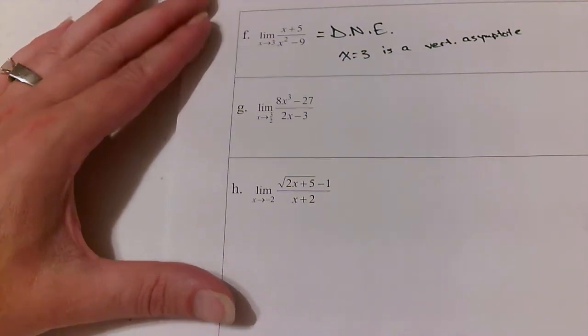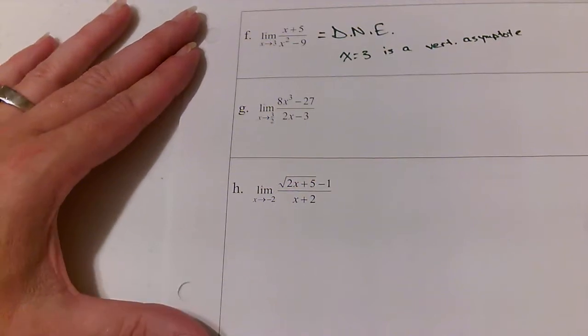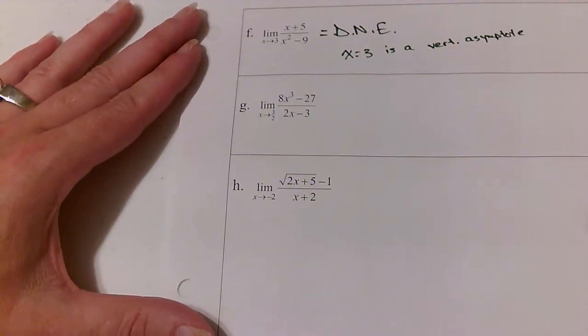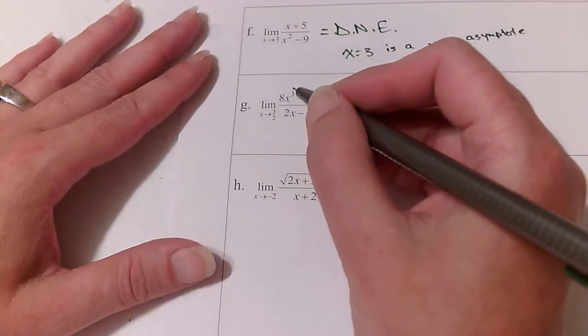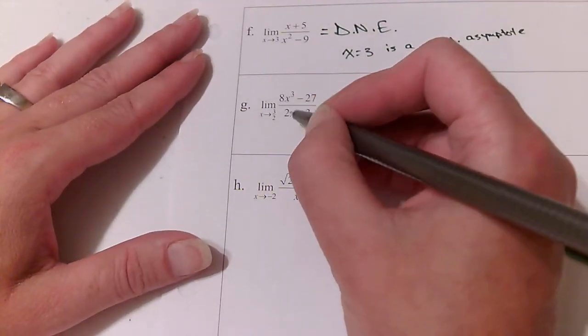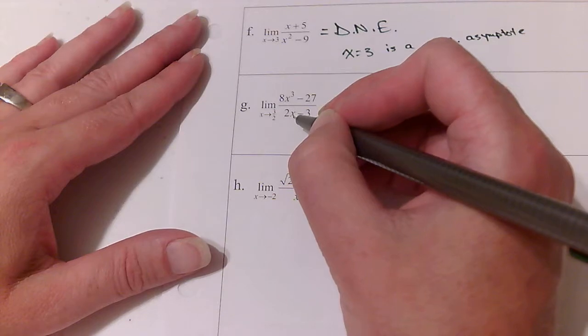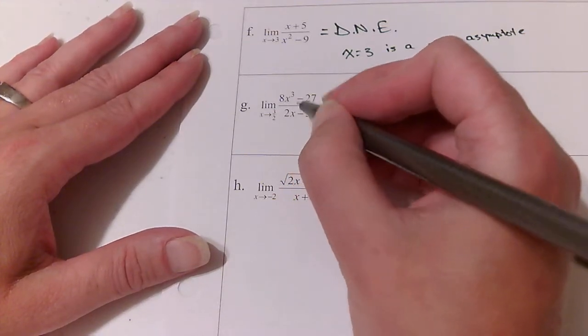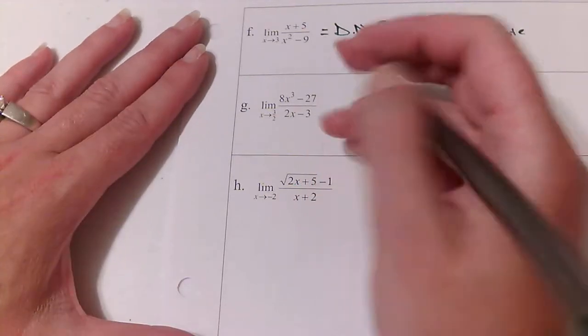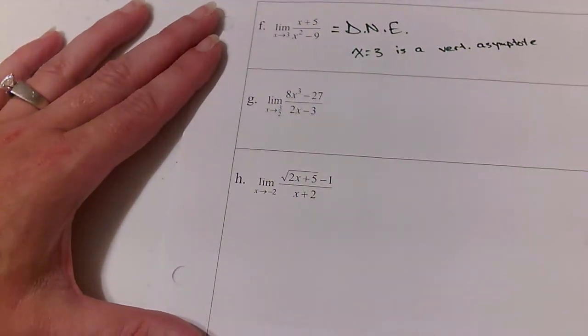This next one's going to be pulling back into the way back of your algebra 2. I'll go ahead and give you some hints. I see 8x cubed and 2x. 2x cubed is 8x cubed, and 3 cubed is 27. So I have the difference of cubes.